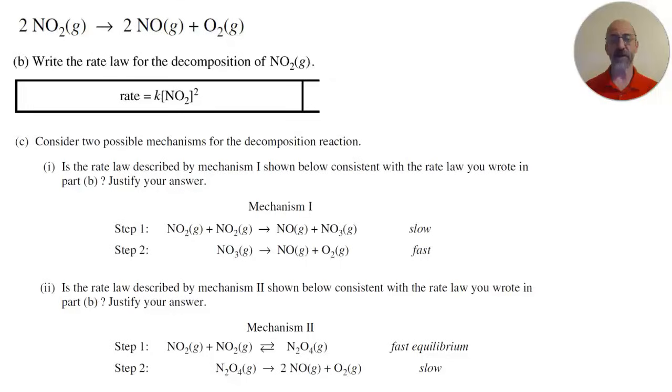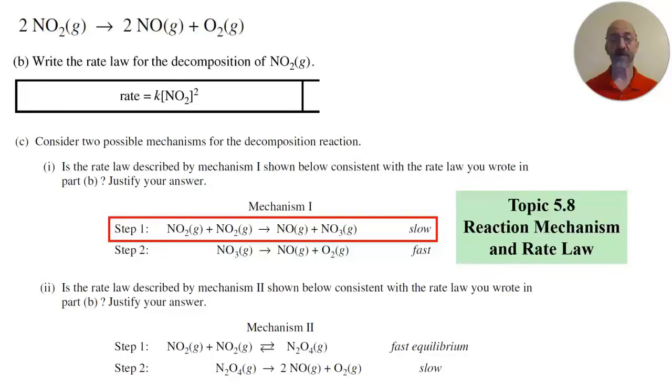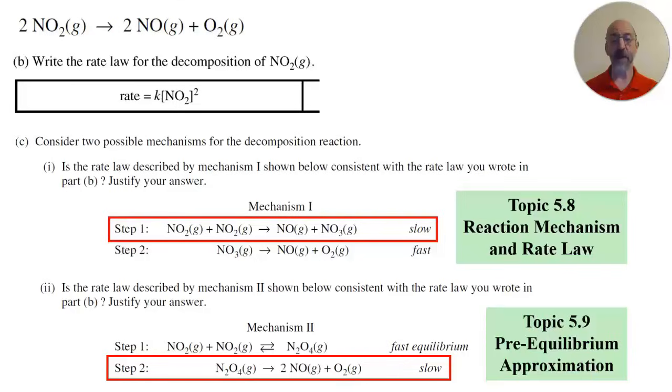So take a closer look at mechanism 1. Do you see the slow step? Step 1 is the slow step. So that would be relevant to topic 5.8, reaction mechanism and rate law. And now take a closer look at mechanism 2. Do you see where the slow step is? Yes, it's actually step 2. So we have step 1 is that fast equilibrium that I talked about, and then step 2 is the slow step. So that would be relevant to topic 5.9, the pre-equilibrium approximation.